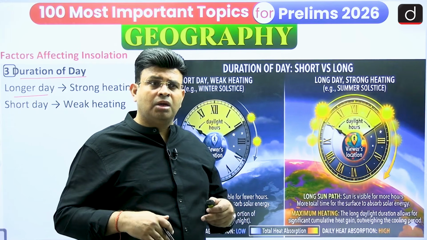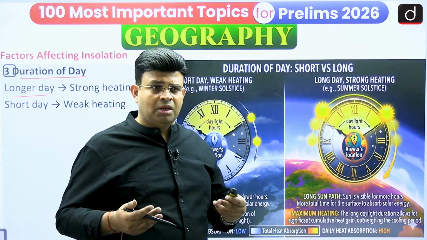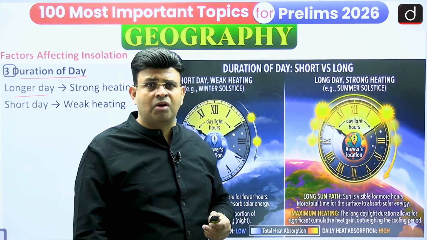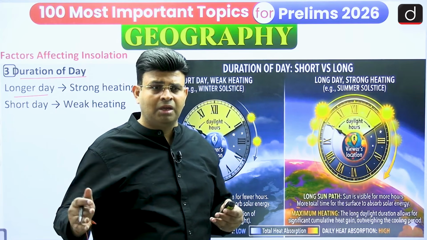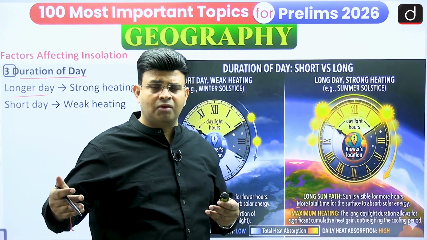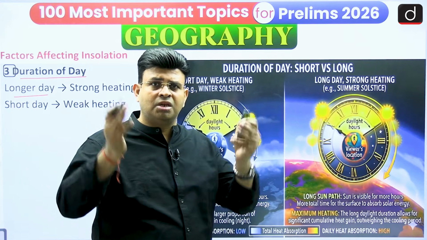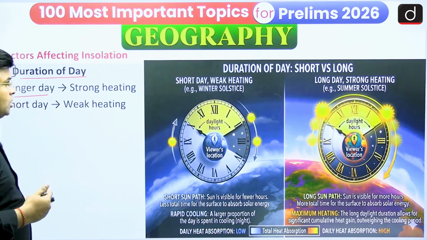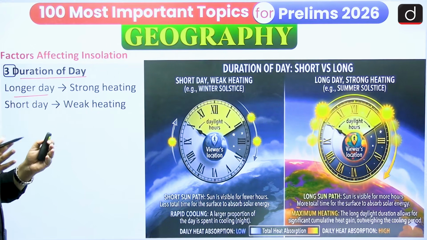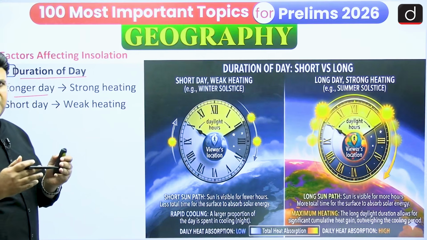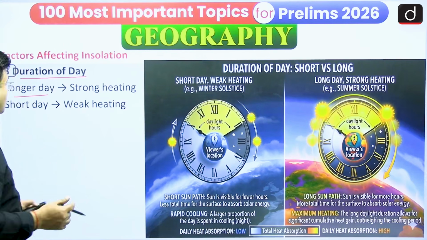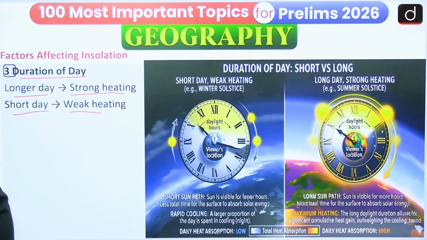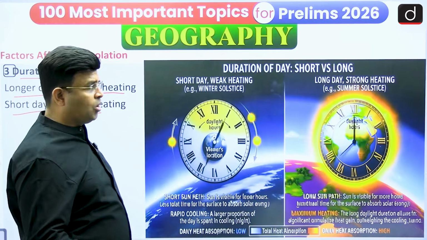During November, December, we have seen that in December the morning is around 7 and the sun sets around 5 o'clock. So only a 10 hour day, and the sun heating is less. If the day is shorter, the heating is weaker, and if the day is longer, the heating is more. So a longer day means strong heating, and a short day means weak heating. So it depends upon longer and shorter days.